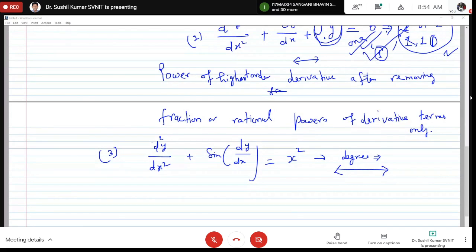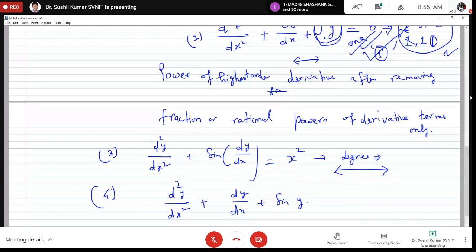So your derivative terms must be in polynomial form. Then only you can define the degree. So in this case, these derivative terms are not in polynomial form. That's why you cannot define the degree of this equation. So only for derivative terms, they must be in polynomial form. So if you have this equation d²y over dx² plus dy over dx plus sin y equal to x², now what is the degree of this equation?